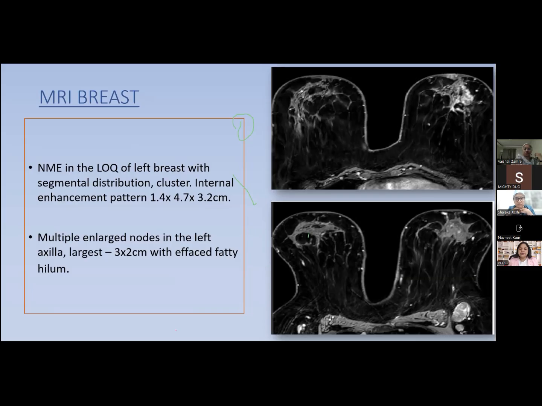This is a segmental size distribution. It's not a focal or a linear one. It's like 1.4 into 4.7, so it's a large area. Even if they do it blindly in that area, maybe they will pick up the malignancy.